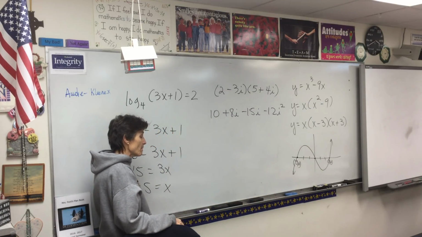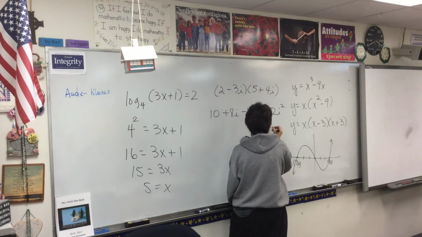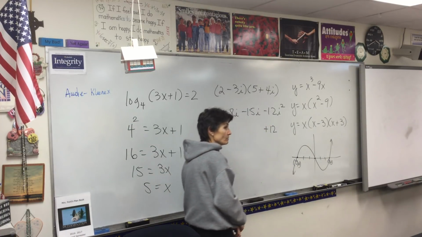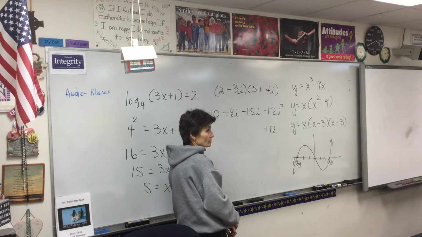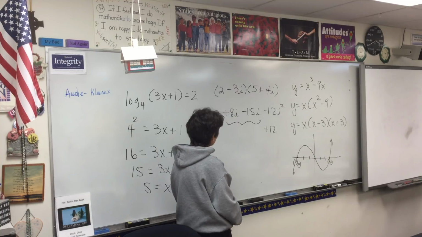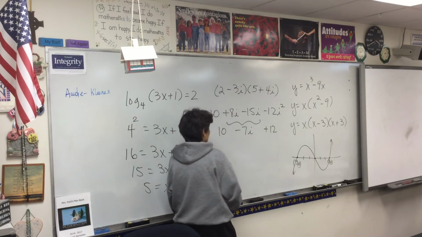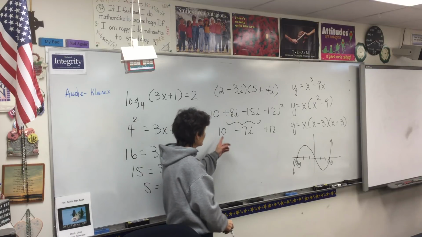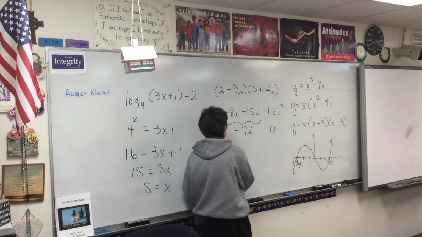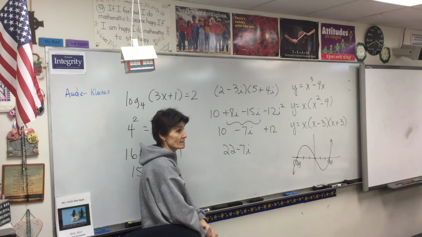Now, what do we have to remember about i squared? It's negative 1. So a negative 12i squared would actually be plus 12. And these two are both i's, so they can add together as negative 7i. And then we have a 10 and a 12 that can go together as 22 minus 7i.